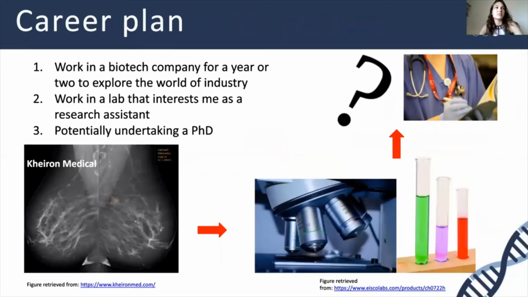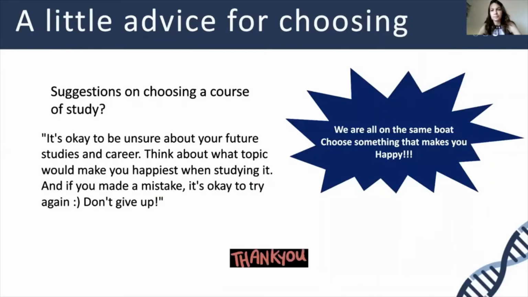So very briefly, my career plan is very similar to the things that I've talked about before in terms of what careers you can do after this degree. I'm really interested in working in AI and artificial intelligence, potentially in a biotech company. And then I would also like to go back to research at some point, maybe undertake a PhD, but this is all very unclear.